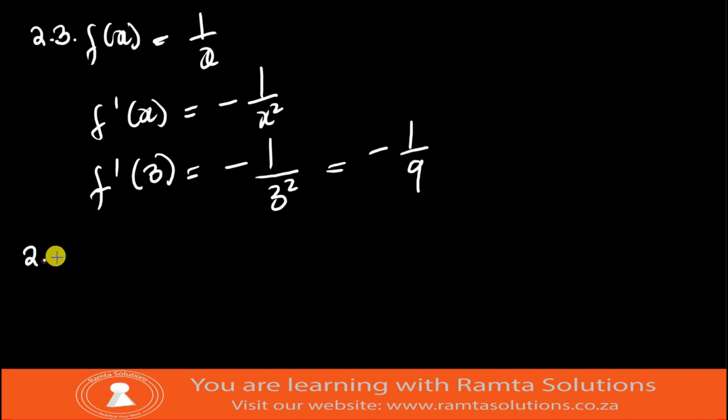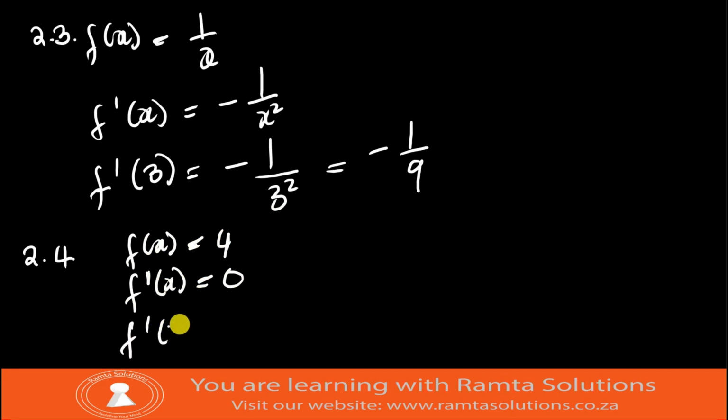Now 2.4, that was f of x equals 4. The gradient was 0. Now please find gradient at x equals 3 for me. I'm going to give you a minute. Your time starts now.